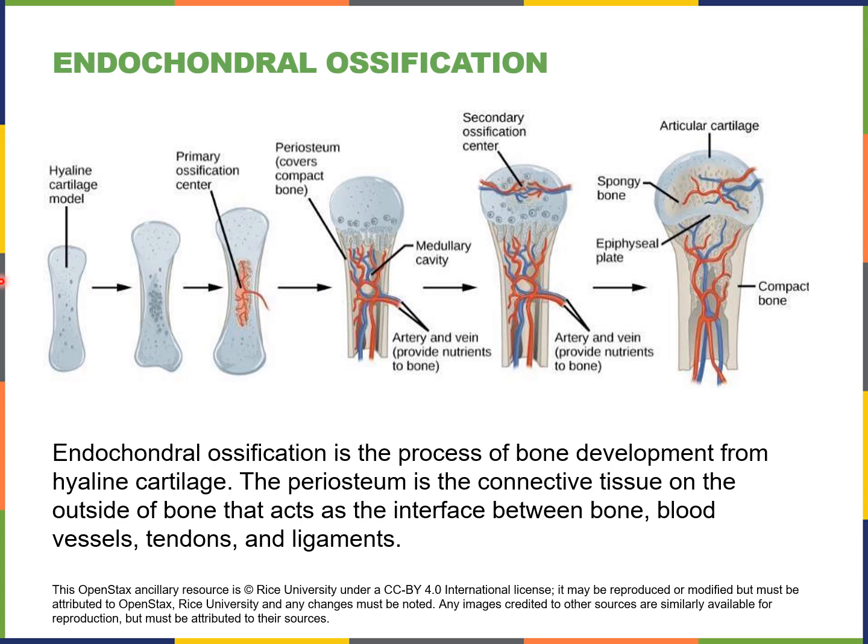So it's just the process of how your bones are developing from hyaline cartilage. We start this development after about 6 weeks of fertilizing the egg. So it happens pretty early on, but as you know, your bones calcify as you get older as well. That's why when you have newborns, their bones are pretty soft and they're very moldable. So you have to be really careful with them. But the periosteum here is just connective tissue on the outside of the bone, essentially acting as the interface between the bone and all the blood vessels, tendons, and ligaments as well.